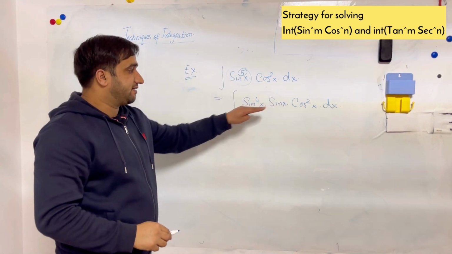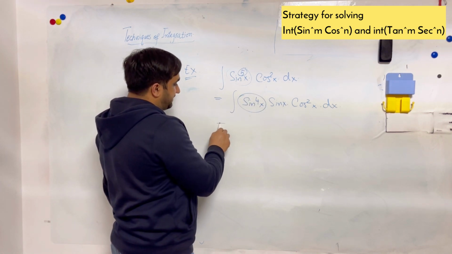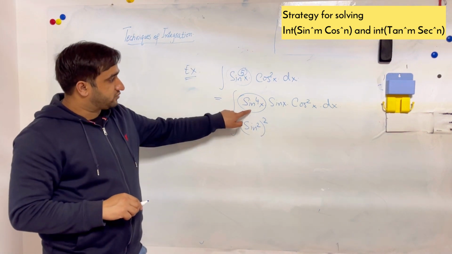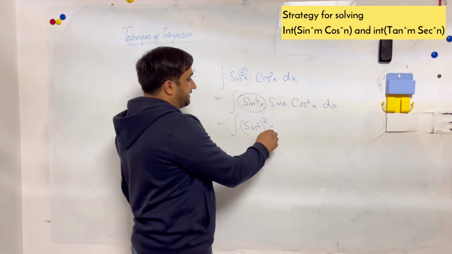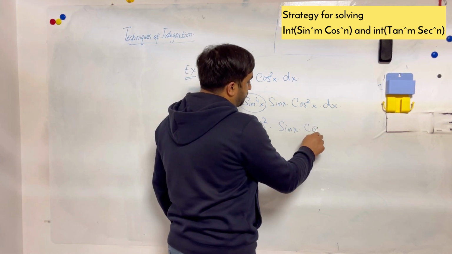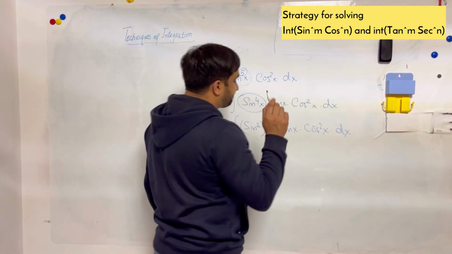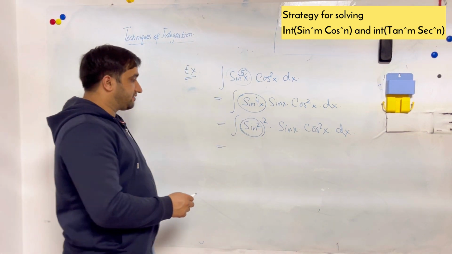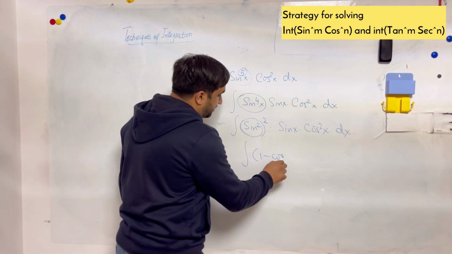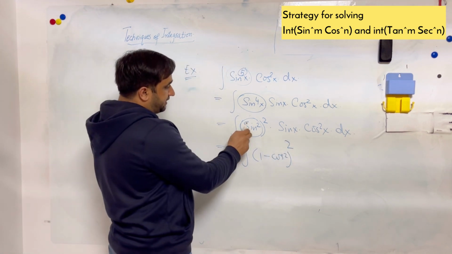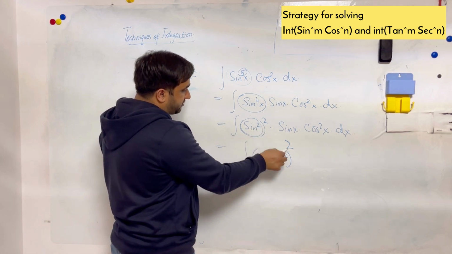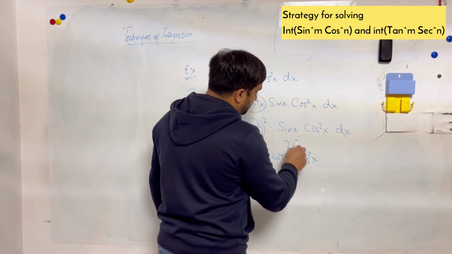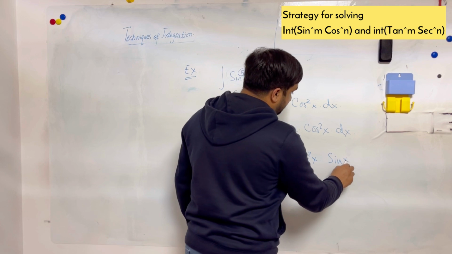So I just separated some terms. Now I can write it in terms of sine square x whole square, sine x and cos square x and dx. Now look, I know that sine square is equal to 1 minus cos square, so I can use 1 minus cos square, whole square, for this, into cos square x, and keep this there, sine x dx.